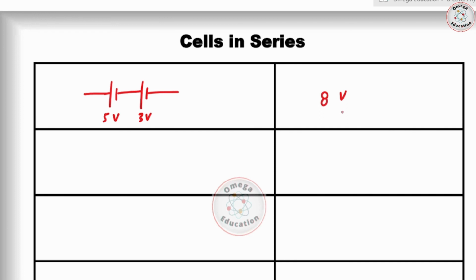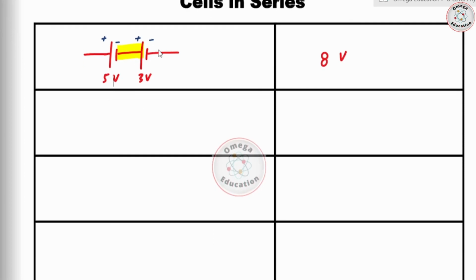Simply add the cells. And we simply added the cells because they were having the same orientation. Positive followed by negative, and that negative was connected with positive followed by negative. Or you can say whenever opposite terminals are connected, we simply add the cells. We simply add their EMF.